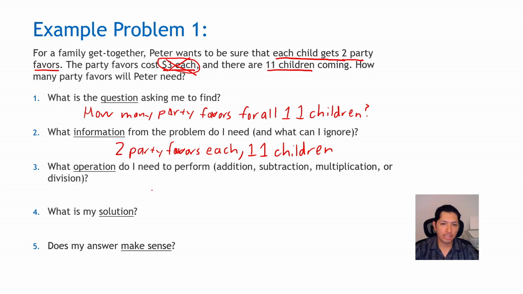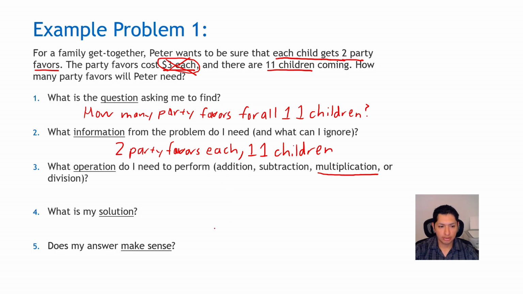Number three, what operation do I need to perform of the four choices? Addition, subtraction, multiplication, or division? Well, if each child gets two party favors and there are 11 children coming, then I know that I am going to need quite a number of party favors. So the value from these two pieces of information should increase when I perform an operation, or the answer should be greater than both of these numbers. So the operation for two party favors each for 11 total children, to me, the operation that I will need to get the final answer will be multiplication, right?